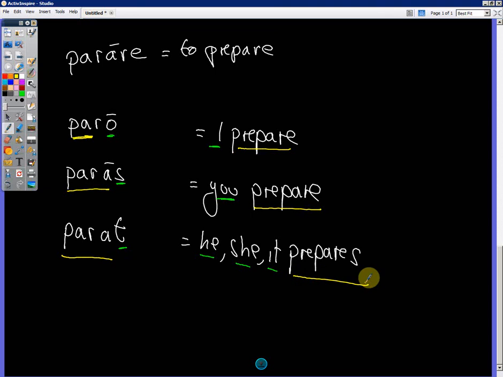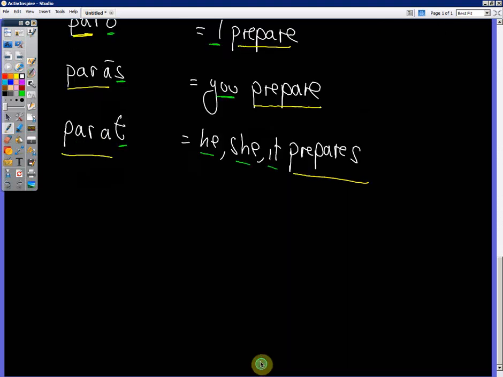So we get that stem again. Let's put it in white. There's the stem. That's the para. That's the stem. That's the bit that means prepares. But we see different versions of it. We can see just the pa bit, or we can see the para with no macron. All means prepares.